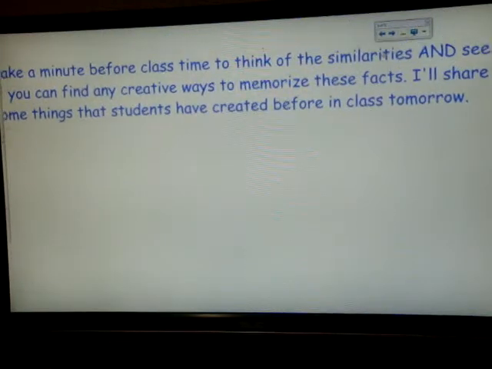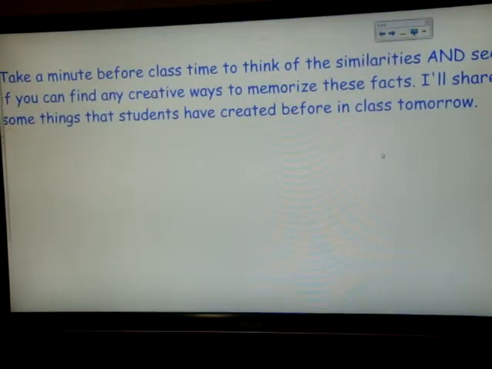What I would do now is take a minute and think about what could be the similarities between these two, and think about if you can come up with a way to remember these facts. I'll share with you tomorrow some things that I've said, just like you heard me say incenter, inscribed, inside, and a couple other tricks that students have come up with.